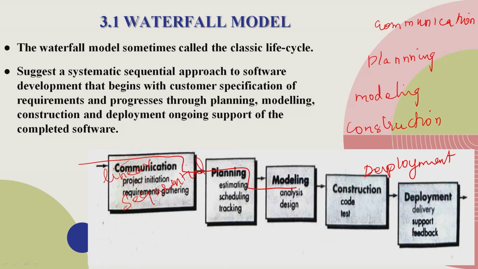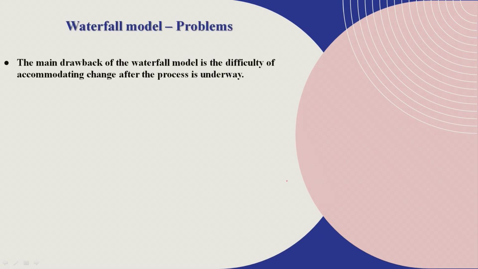And the important thing to be noted in this waterfall model is the drawbacks, problems, disadvantages of the waterfall model. The main drawback of the waterfall model is the difficulty of accommodating changes after the process is on the way. Yes, this is very important, we can't return back. Once a communication part is done, it is done. Once planning part is done, it is done. We can't re-communicate, we can't replan. So it is one of the major disadvantages in waterfall model.